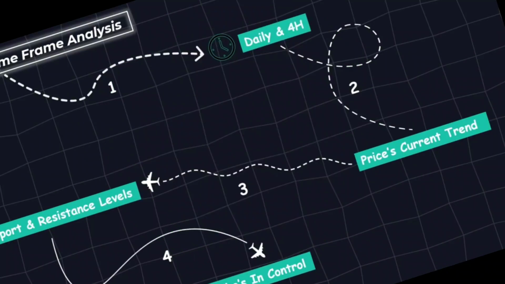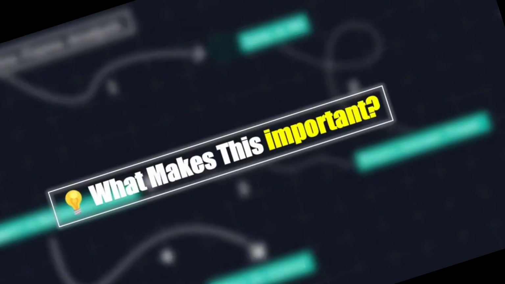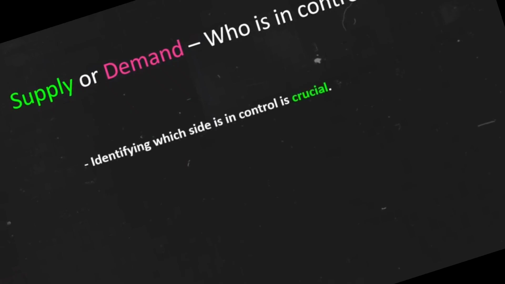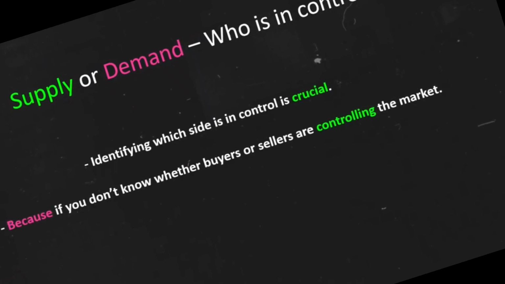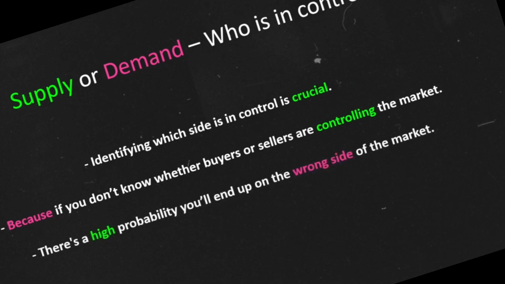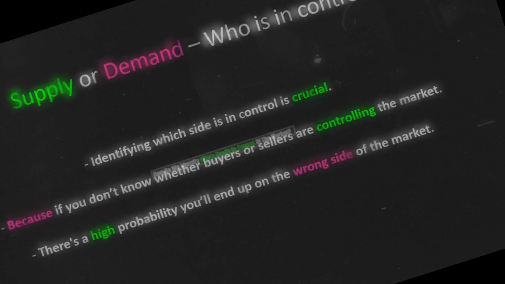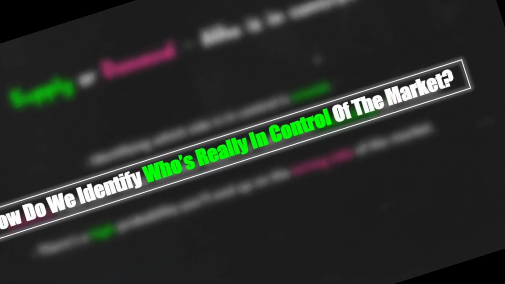Your main goal on the higher time frame is to identify who's in control, buyers or sellers. What makes this important? Identifying which side is in control is crucial because if you don't know whether buyers or sellers are controlling the market, there's a high probability you'll end up on the wrong side of the market. Before we go any further, let's quickly recap. How do we identify who's really in control of the market?